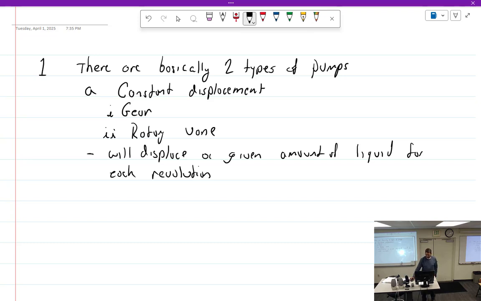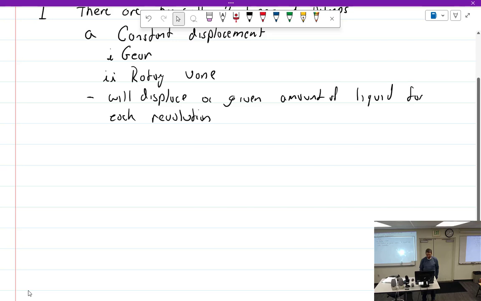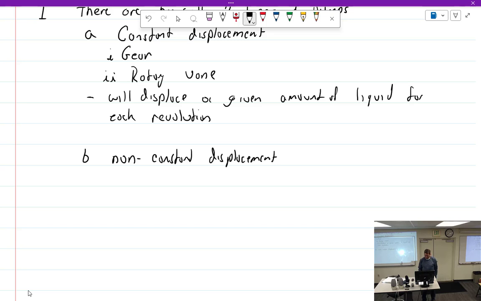And then we can just call it non-constant displacement, for lack of a better term. Non-constant displacement, or even variable. What do we have there? How about Phil's class? Did you have anything that might have been some sort of air pump that moved air? Axial. There we go, centrifugal. Yeah, that's the right way to say it.